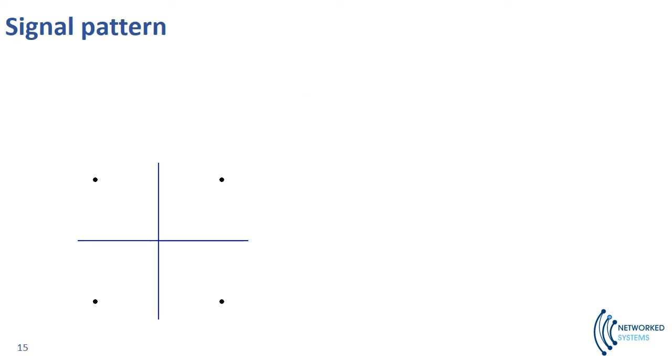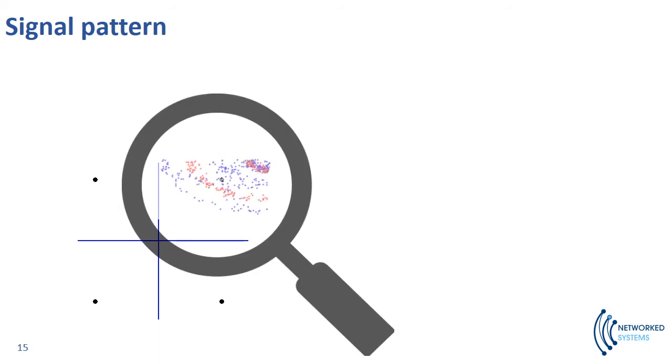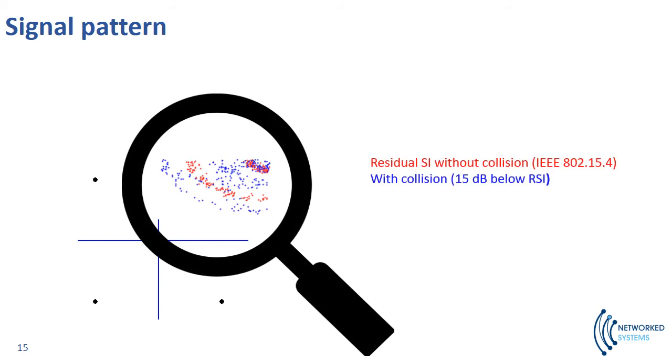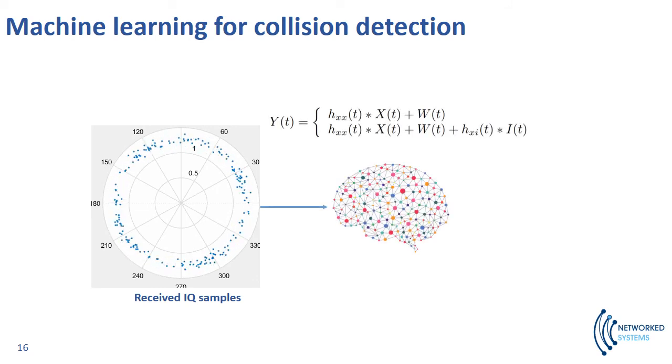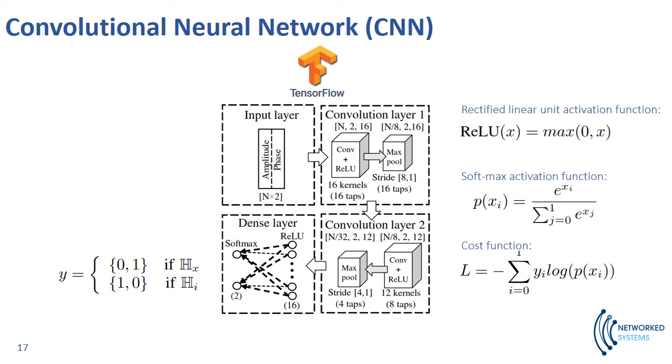The second technique is motivated by the fact that the interference-free signal creates a different, let's say, distribution. So why don't we use a neural network and train it with raw data? Somehow it learns how to detect the collision. Here is how the idea is implemented by TensorFlow.